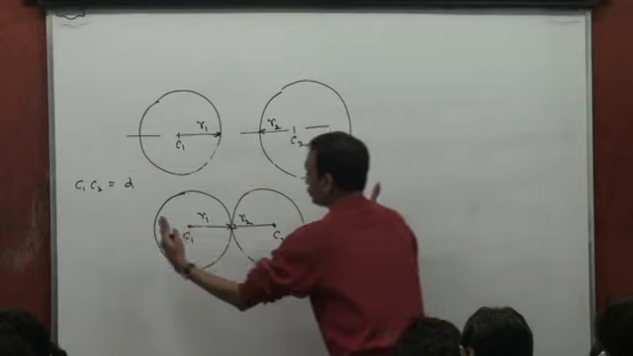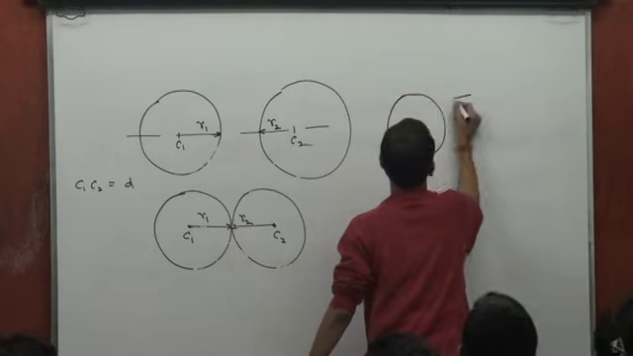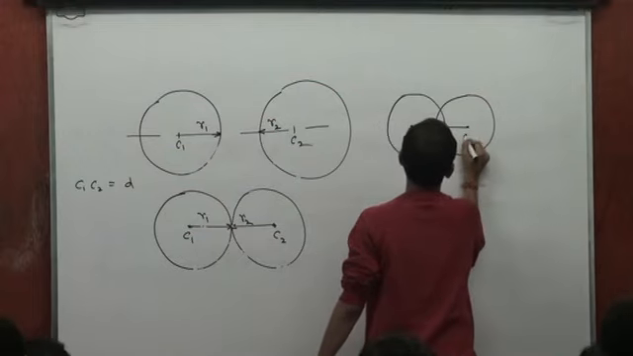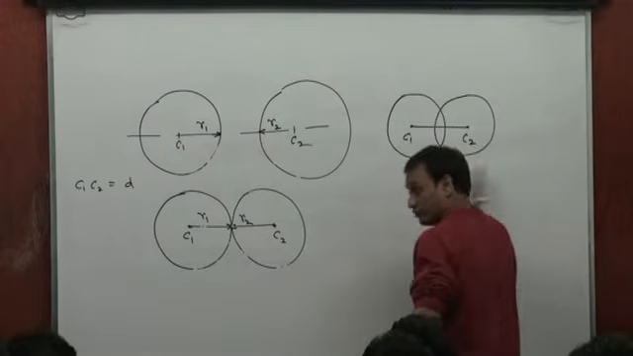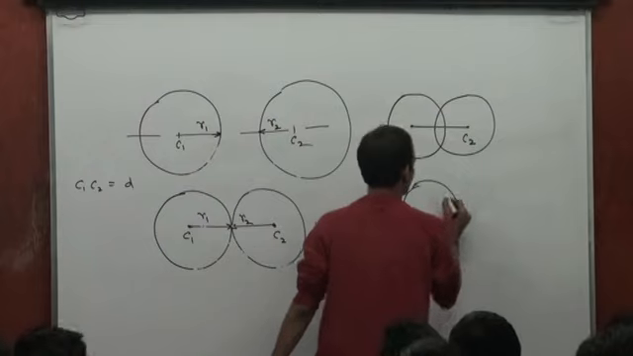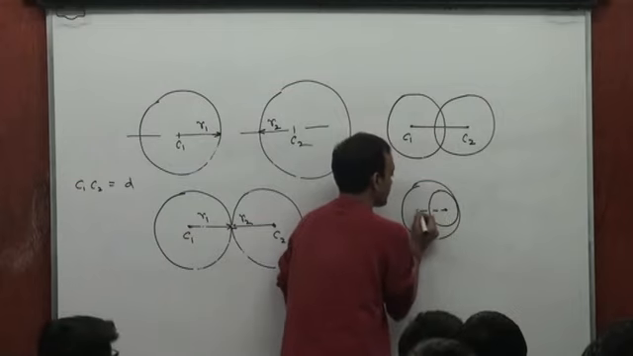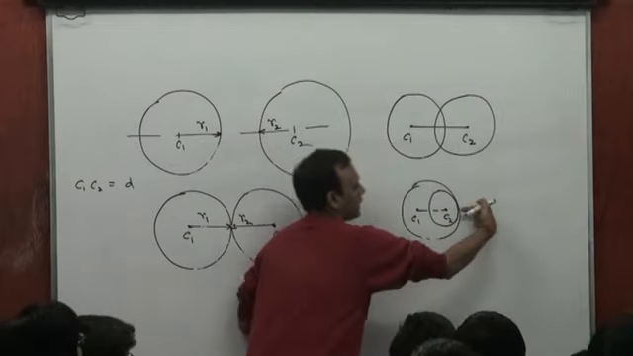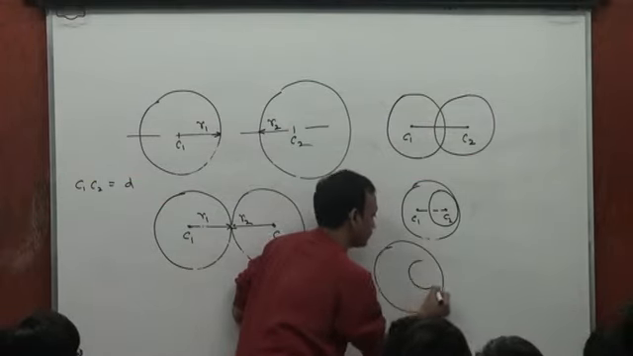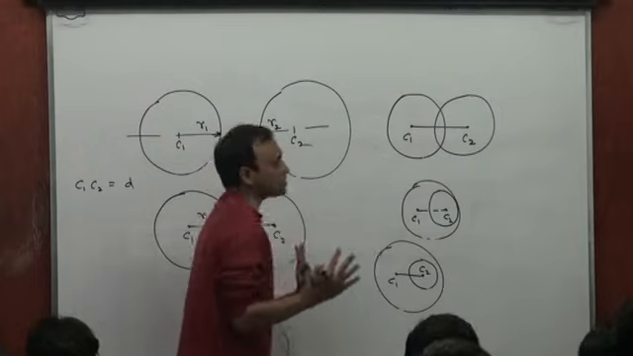And then you push one circle into the other one a little more. C1, C2. And if you push it further in, then the next step would be this. And if you again push one circle into another, then this, right? These are the various conceptual orientations of the circles.